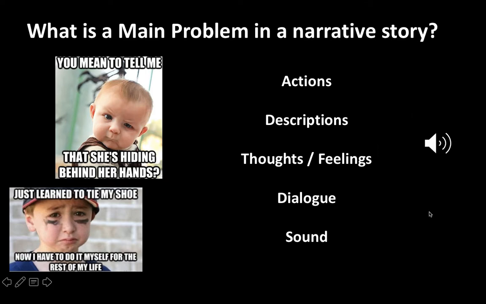So some of you guys might recognize this already. What is a main problem in a narrative story? And we kind of have already talked about this, but what I'd like to really focus on is the 5 important aspects that make a great problem when you're writing it. And that is actions, descriptions, thoughts, feelings, dialogue, and sound. Now remember, when we are writing our main problem, we must include all 5 of these components in order to really capture the attention of our audience.